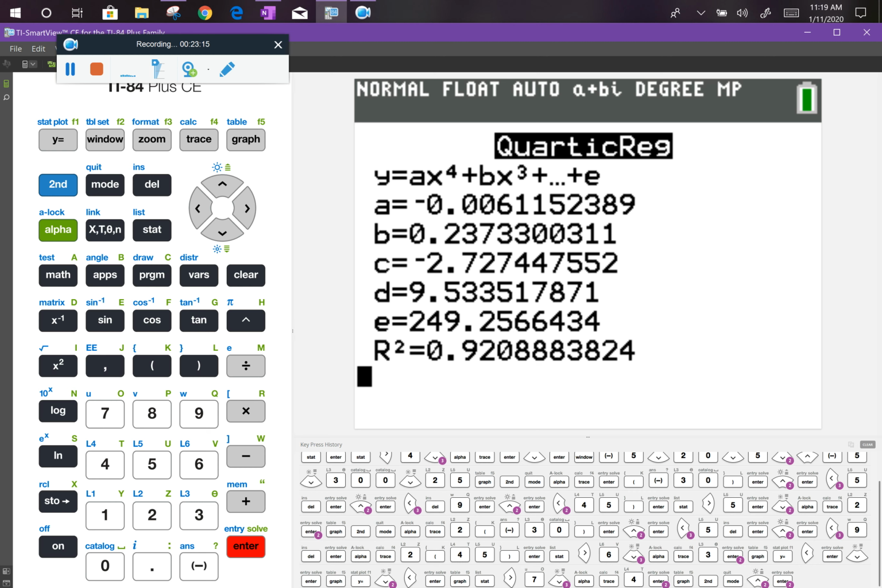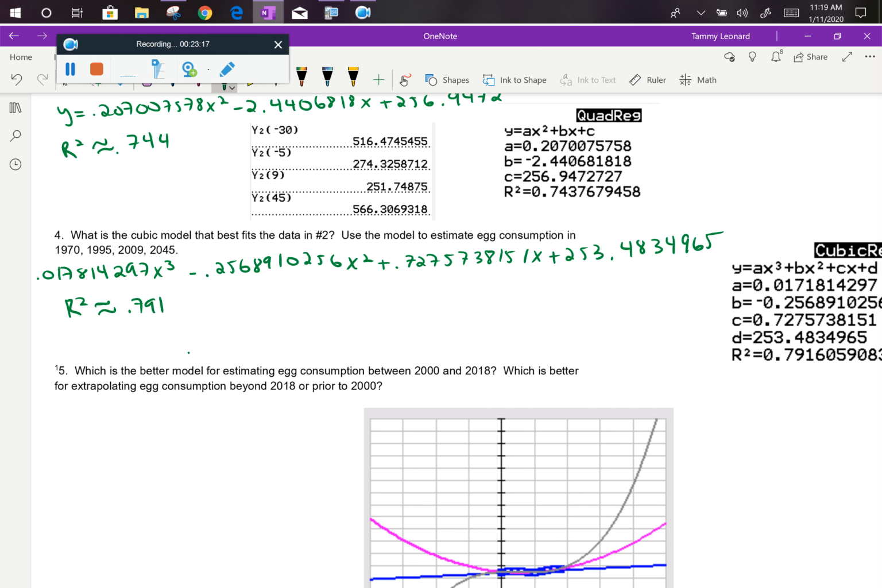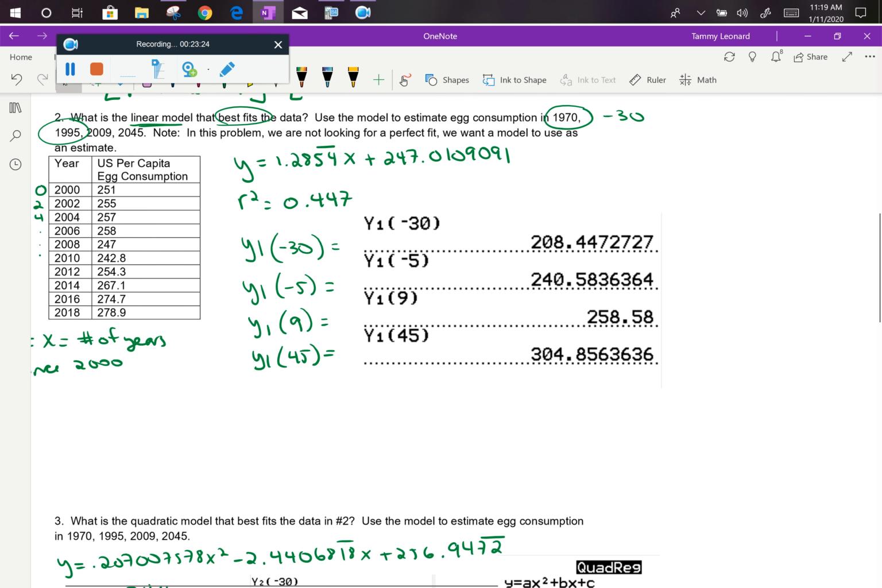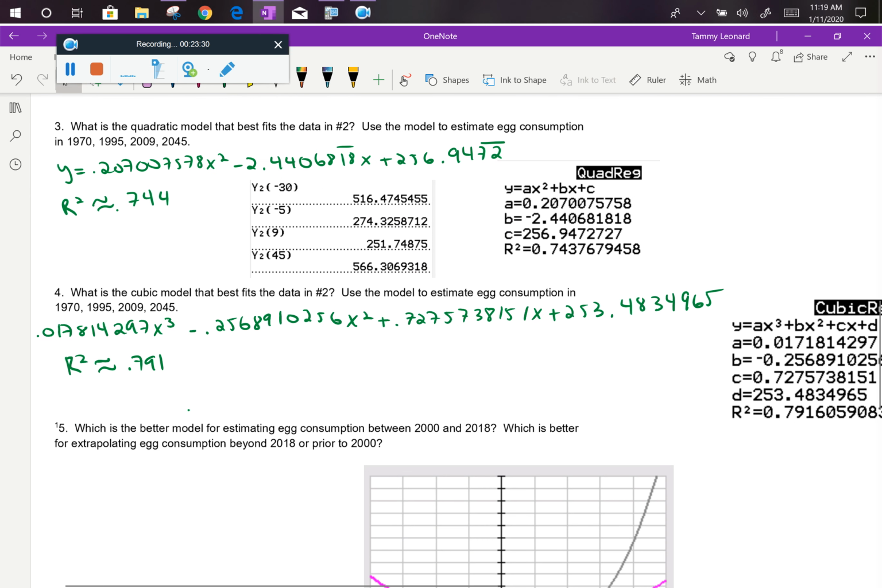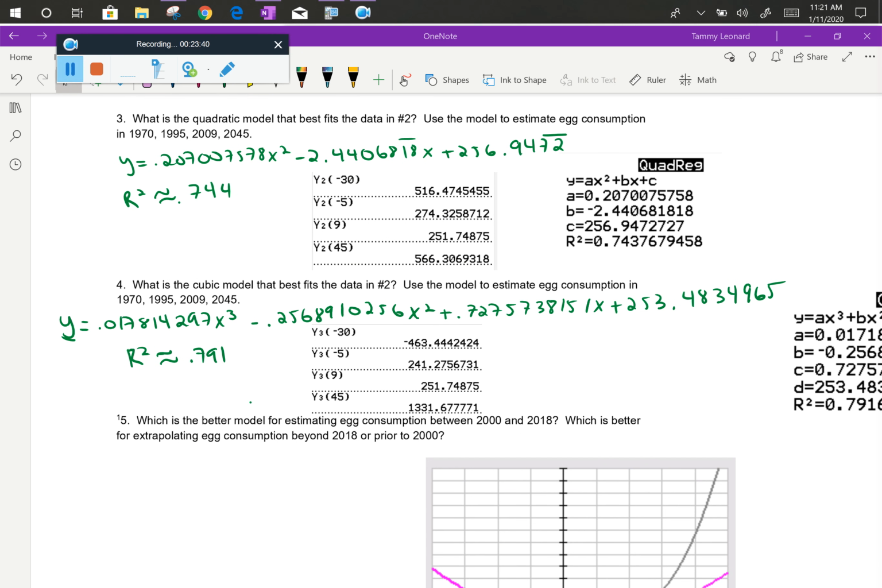All right, but let's go back and talk about the models at hand. We've got this cubic model. Notice that y-intercept of 253. That's much closer to the 251 from the real data. Just like before, I do need to ask my calculator to do the Y3s, evaluate using the cubic model to find out what's going on in each of these years. So let's take a peek at that.